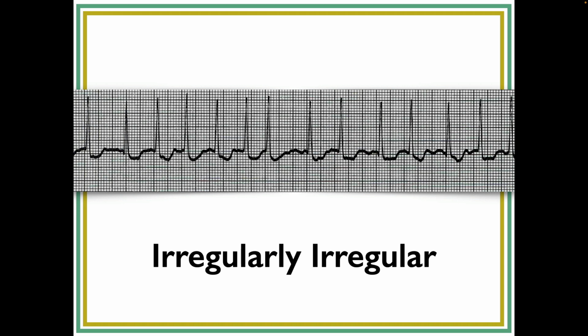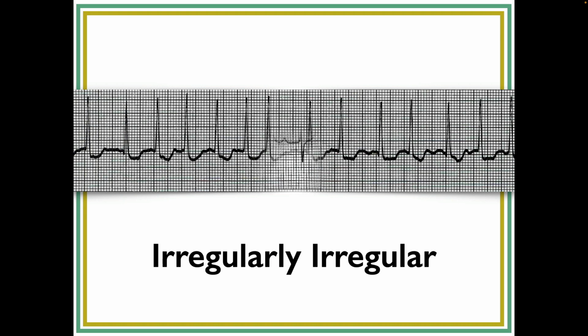It's just weird. Maybe there's a few that march out regularly, but then it's different. Then the next one is short, the next one is long, the next one is medium. There's no pattern to it. The official ECG phrase for it, I didn't make it up, is irregularly irregular.